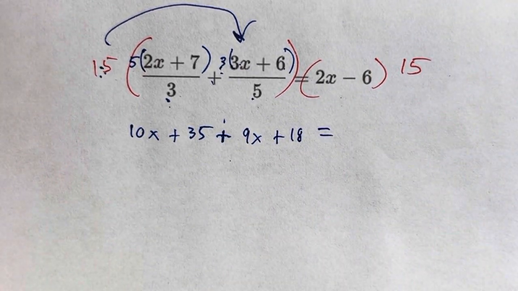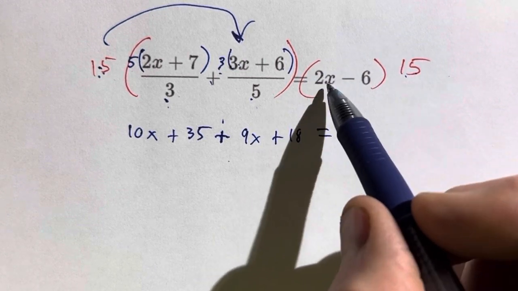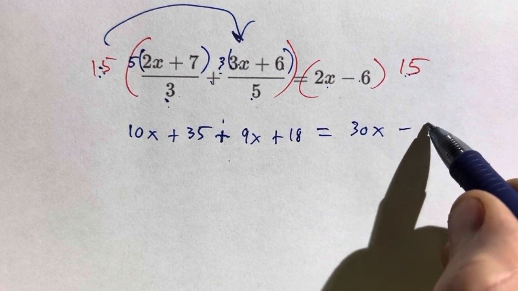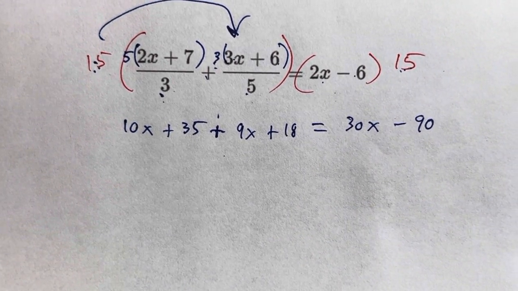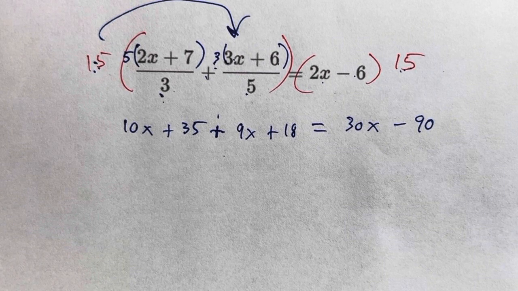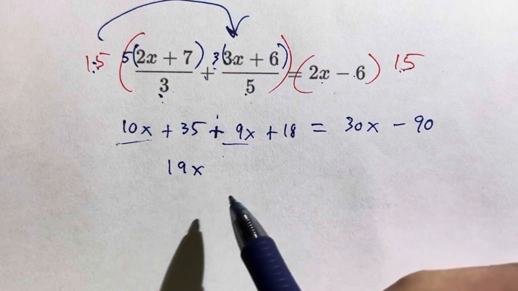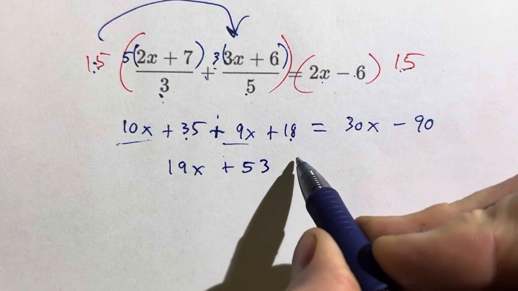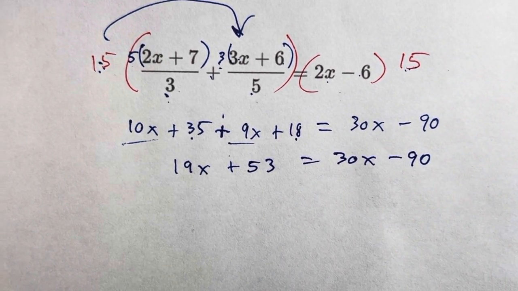And there you go. Now here I do 15 times this one. We'll distribute that. So 15 times 2x will be 30x. 15 times negative 6 will be negative 90. So there's my equation with no fractions at all. Okay, now there's like terms here. 10x plus 9x will be 19x. 35 plus 18 is going to be 53. So there you go. Add my like terms here.